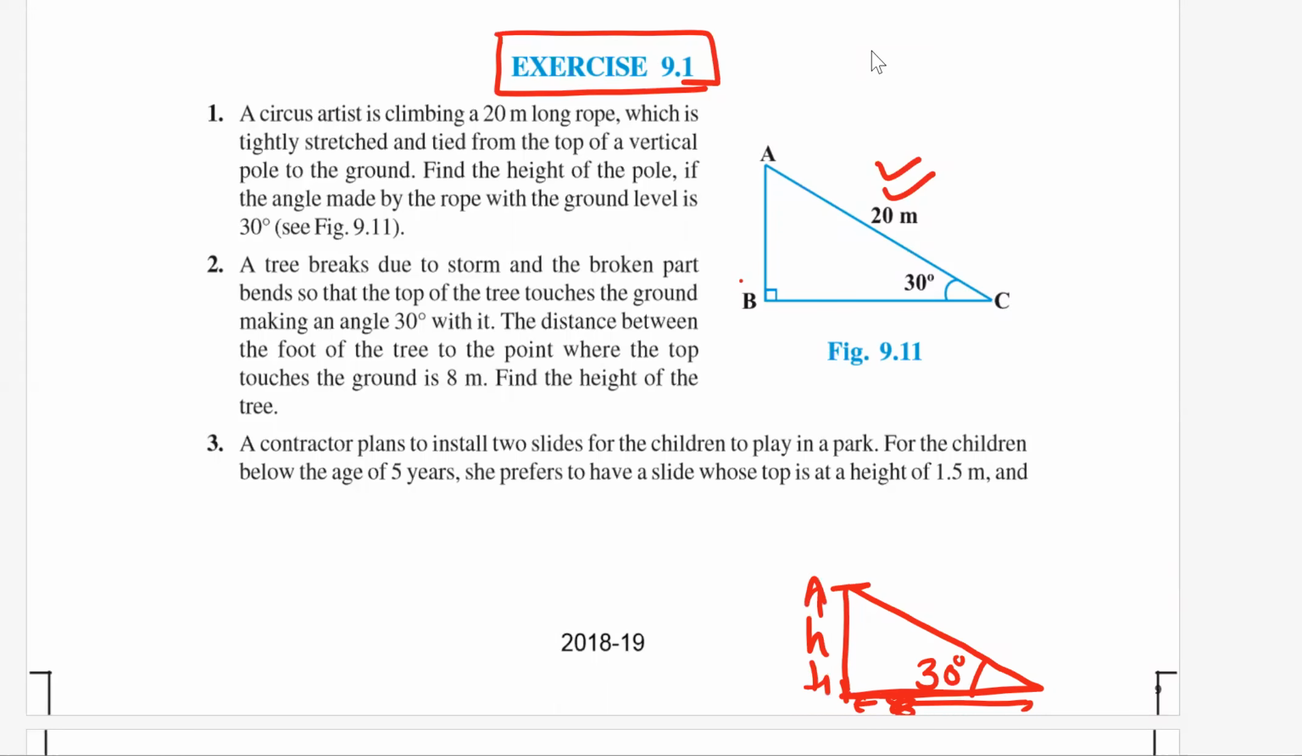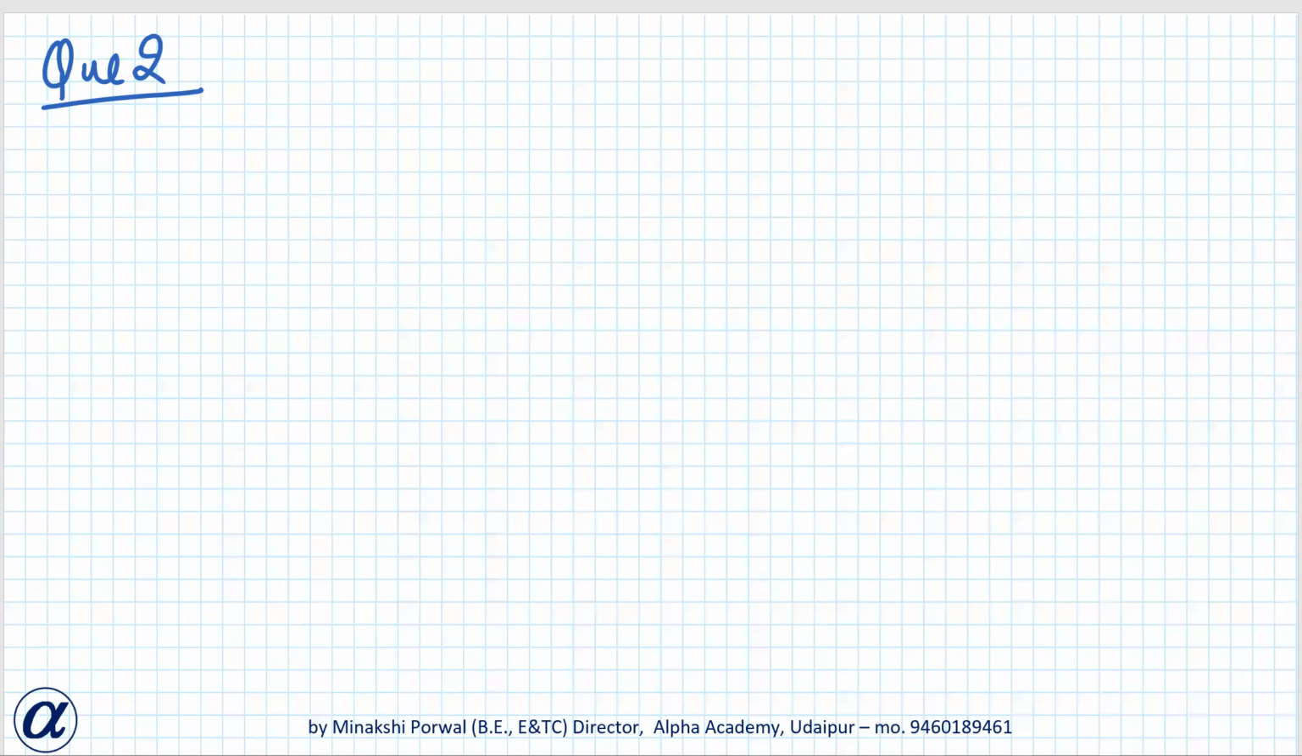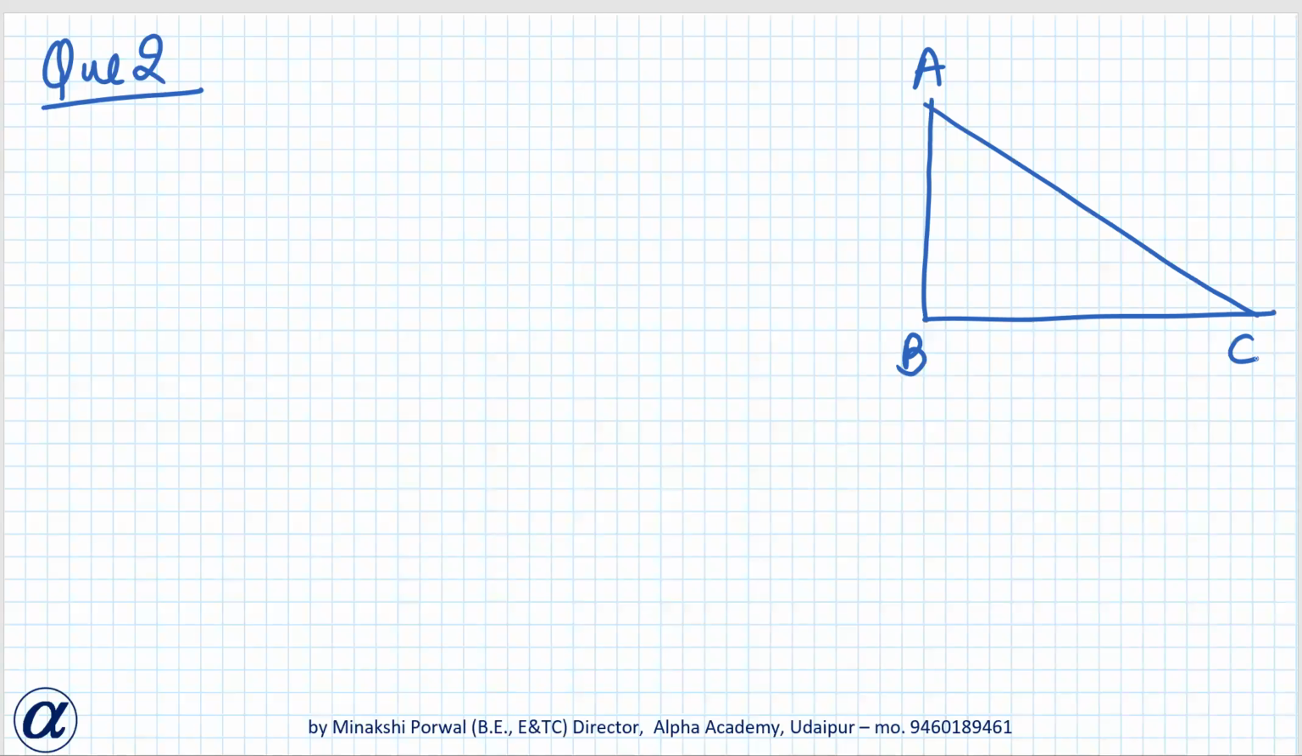Perpendicular plus hypotenuse, because the total tree was from here to here. So we have to find these two lengths. First of all, we'll make the figure this way. It is given A, B, C. This is 30 degree. It is 8 meter. We have to find perpendicular and we have to find hypotenuse also.